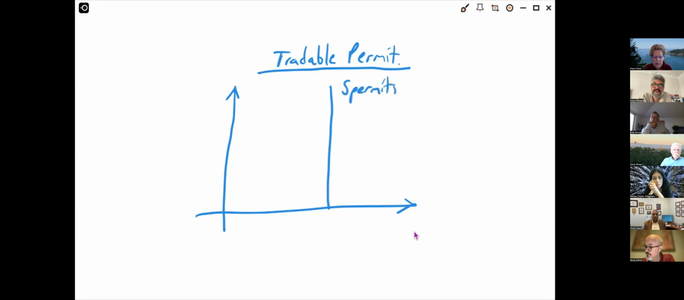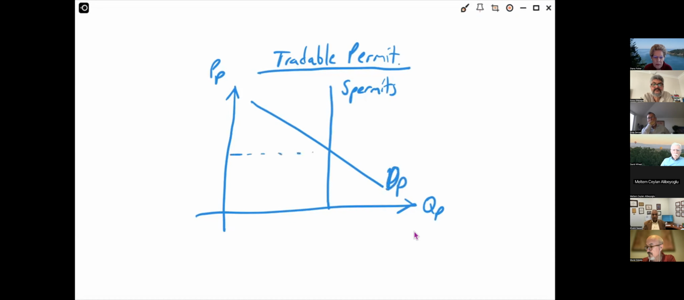It's a fixed number. And it looks to me like a stock here. So this is the quantity of permits, and this is the price of permits. And there is demand for permits. So this is the price P0 and quantity Q0, and this quantity is a fixed number.